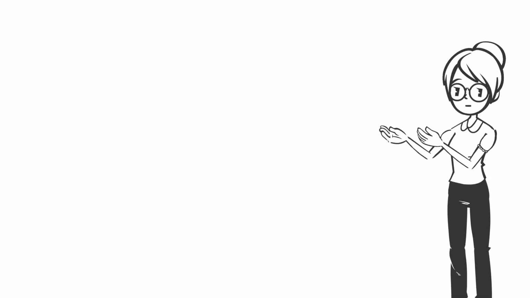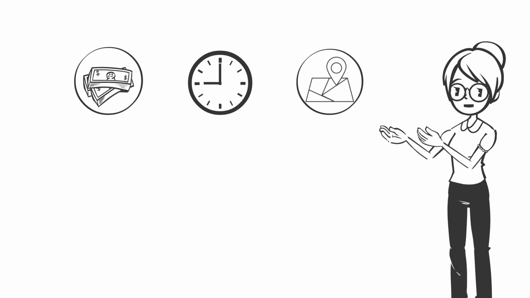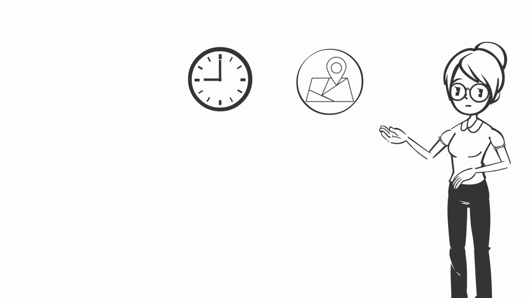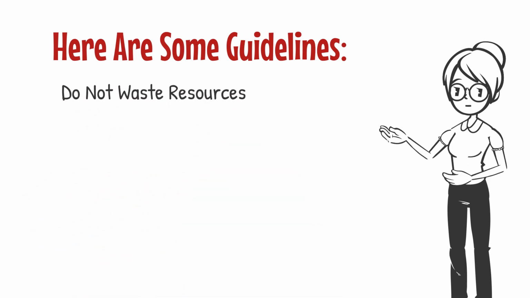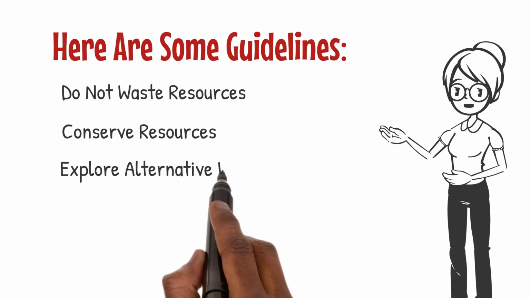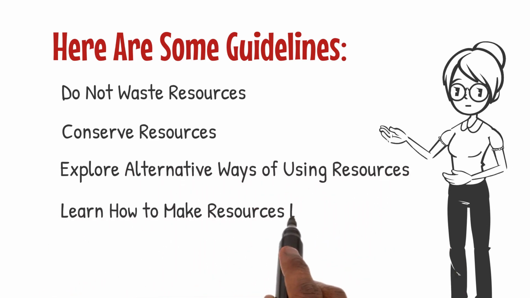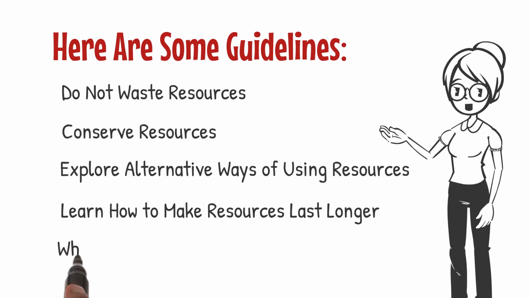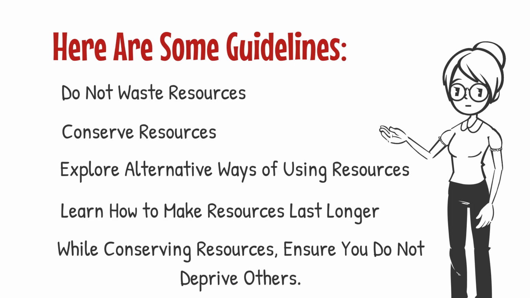Resources are limited. We have limited money, time, and land. So, it's important to use them wisely. Here are some guidelines. Do not waste resources. Conserve resources. Explore alternative ways of using resources. Learn how to make resources last longer. While conserving resources, ensure you do not deprive others.